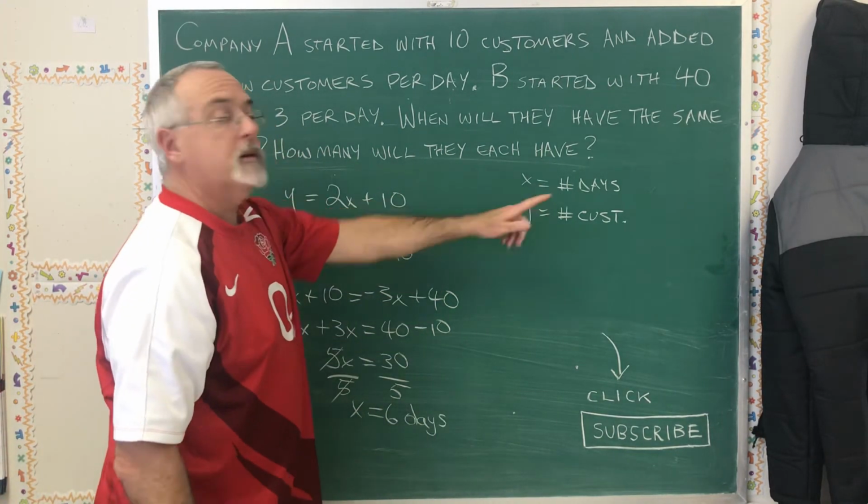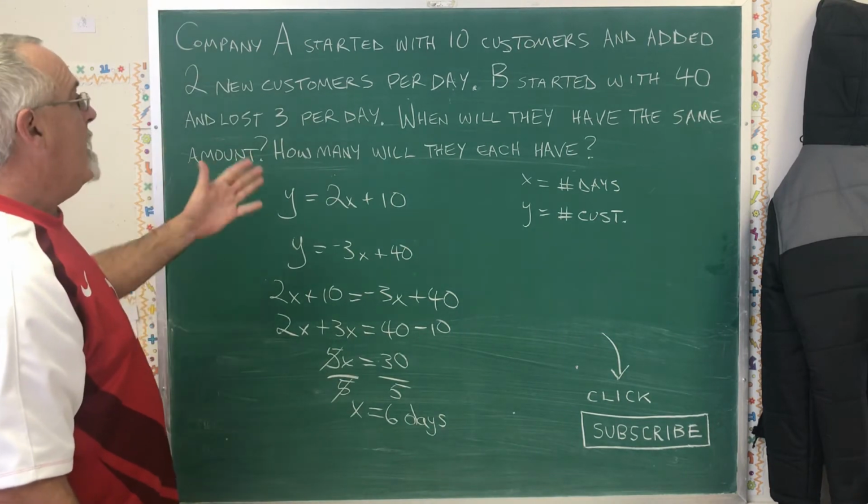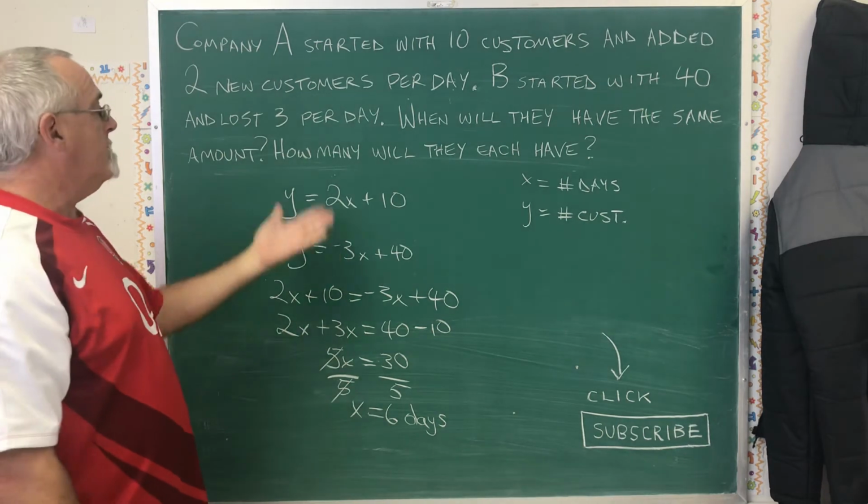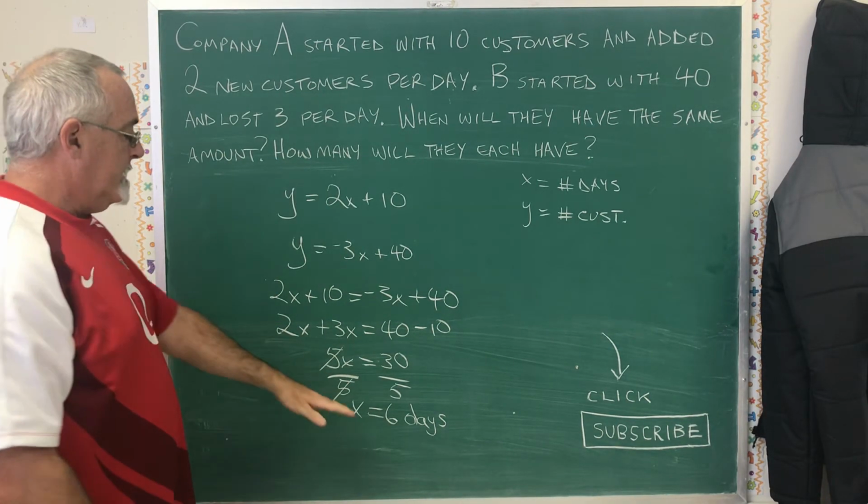Remember how we defined x when we defined our variables. I haven't finished answering the question. I know when they'll have the same amount, after 6 days, but how many will they each have? This is the easier part.